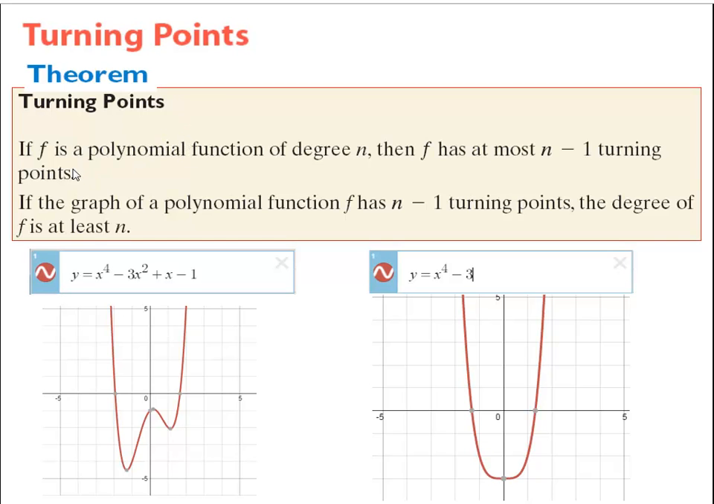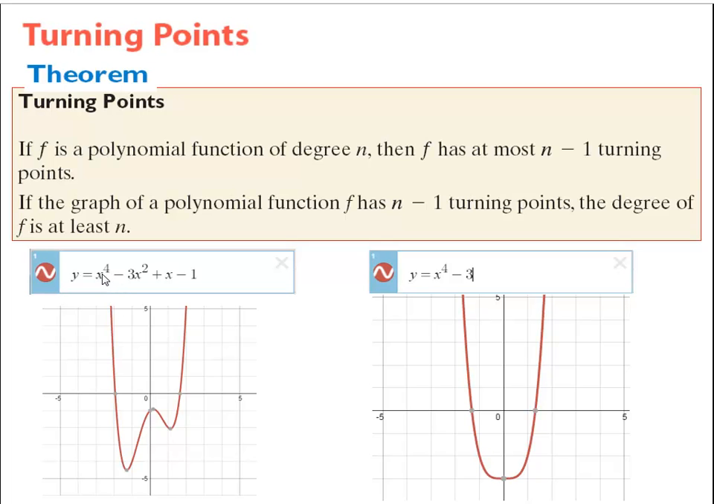Now what the theorem says in this section is that if the polynomial has a degree of n, then the graph will have at most n minus 1 turning points. So in this example, here's a degree 4 polynomial. Notice how I have 3 turning points: 1, 2, 3 turning points. Now notice in this polynomial over here, again, this is a 4th degree polynomial, but it only has 1 turning point. So the only thing we want to be careful of when we use this theorem is that it doesn't say that a degree n polynomial has exactly n minus 1 turning points. It says that it has at most n minus 1 turning points.